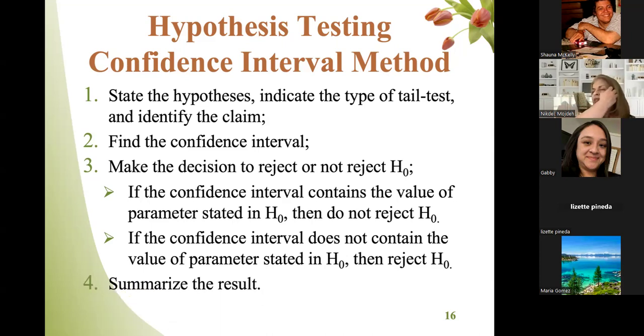So 2 of the steps, finding the critical value and test value in the traditional method, are reduced to 1 step. The same thing with the p-value method. Finding the p-value and test value is reduced to just finding the confidence interval. We are not going to look at any example. That's it. I just gave you the steps.